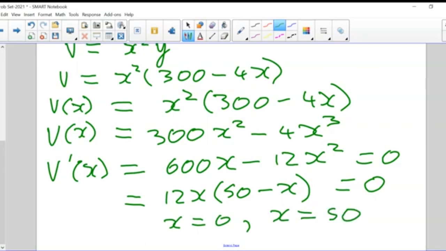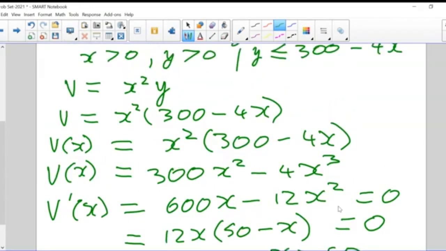So should I take both of these solutions that we got? Are they both good or is only one good? Why don't we use the 0? What's wrong with the 0? Restriction, absolutely. We said x has to be greater than 0, which 0 is not. So 50 makes more sense.